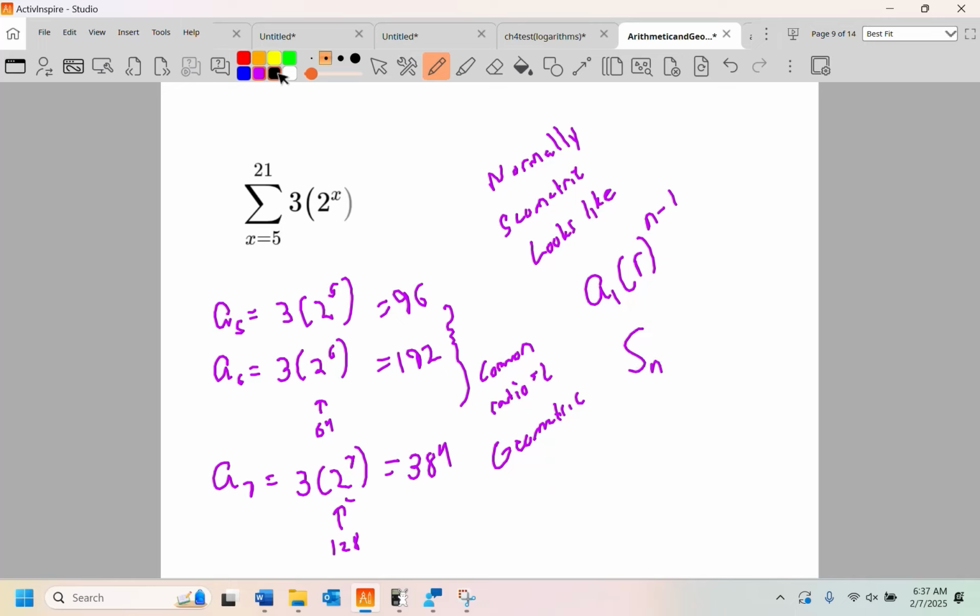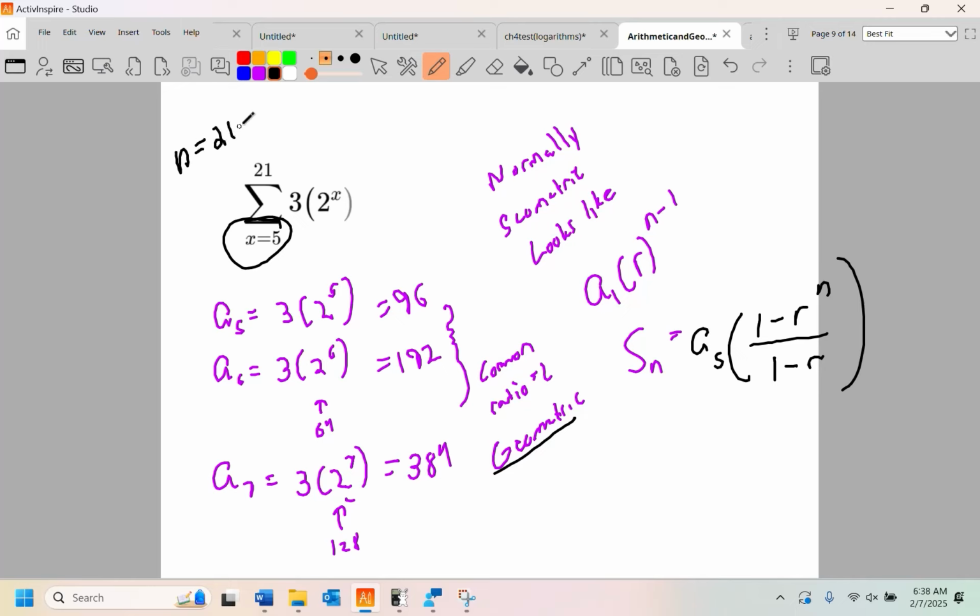That's what it means. Now, you are finding a geometric sum. The sum of n terms is the first term you care about, which in this case is a sub 5, times 1 minus the ratio to the n over 1 minus r. n is always high minus low, add 1. Always is, always will be. So 21 minus 5 is 16. If you add 1, you get 17, right?